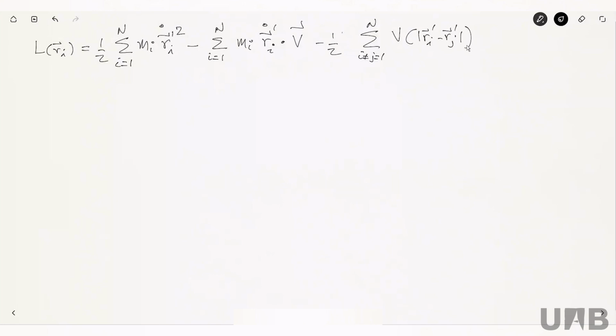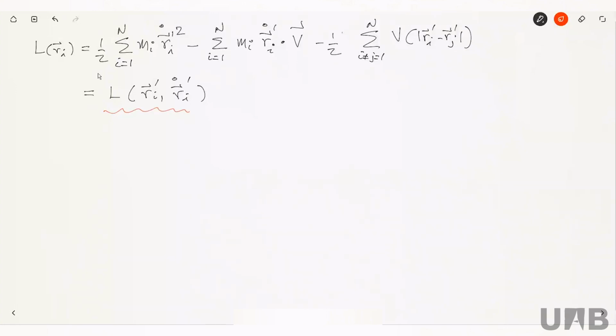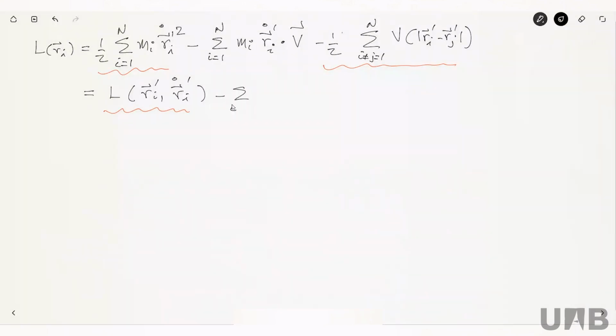So what we see is that the Lagrangian changes into the same Lagrangian of r prime and r dot prime. So this part is this part and this part. But there is a surprise. There is an extra piece: the sum from i equals 1 up to N of m_i r_i dot prime dot V.